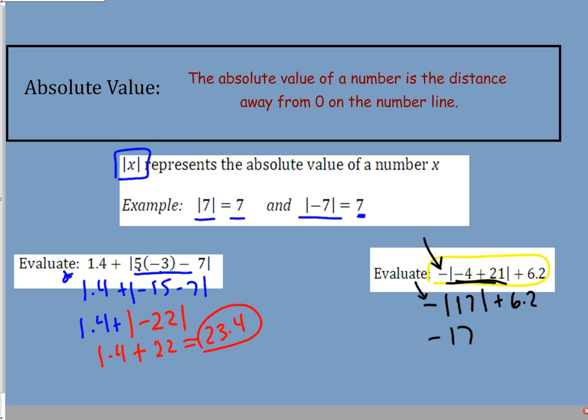Over here, when it was inside the absolute value, we took care of it. The absolute value got rid of it. When it's on the outside, you just put it on the end. So what do I have left? That's going to be negative 10.8. That's going to be my answer.